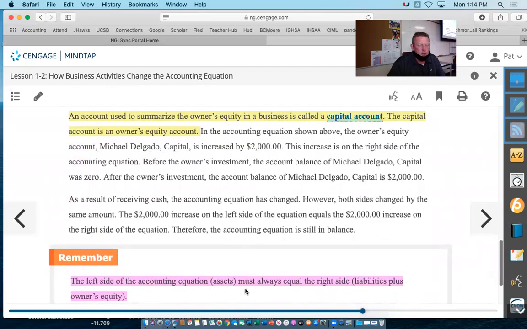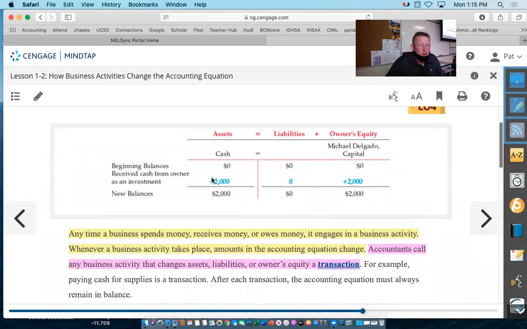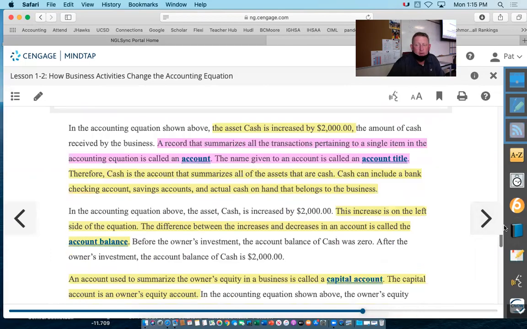The left side of the accounting equation must always equal the right side of the accounting equation. True or false? True. You'll always answer that true. The left side of the accounting equation always equals the right side. True or false? True. Okay, so you all right with that question? Because you guys will be asked to journalize this. Show the increase, $2,000 for capital and cash when you see this transaction. Is that okay? All right. Fantastic.